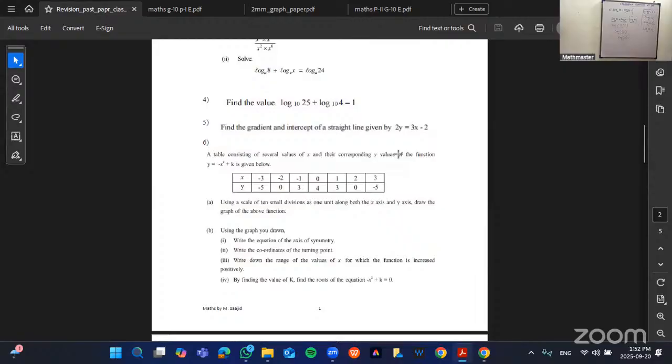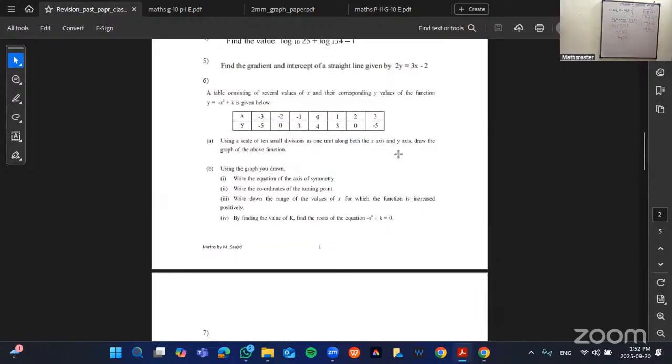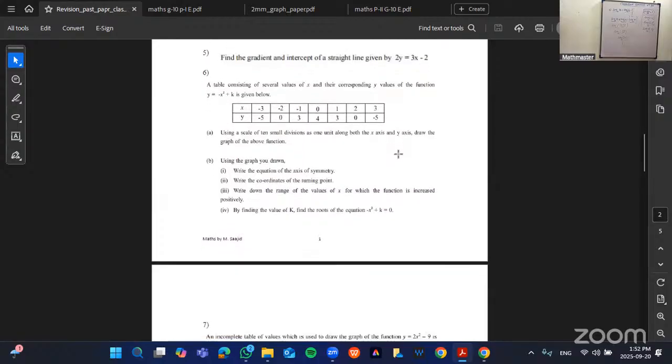Okay, then let's go for the graphs questions. So the first 4 questions we have done. That is from logarithms. Then let's go for graphs. So graphs, let's start from a straight line graph. Find the gradient and intercept of a straight line given by 2y equals 3x minus 2.